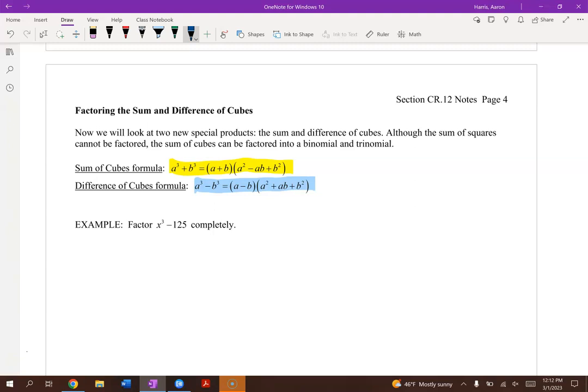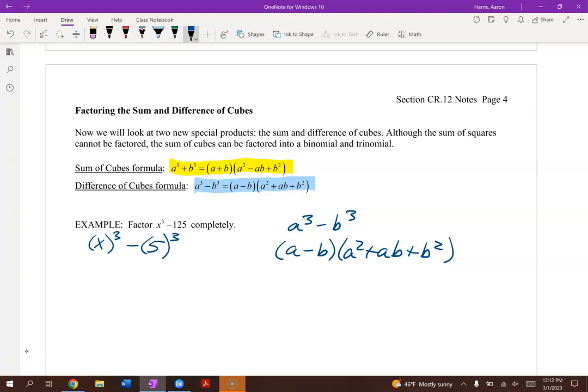Difference. Yeah, we got a minus between them. So I'm thinking to myself, well, I know a cubed minus b cubed factors into a minus b, a squared plus ab plus b squared. So let me go back over here, and I have x being cubed. That's my a. 5 times 5 times 5 is 125. So my a is x, and my b is 5. And then I just follow the pattern.